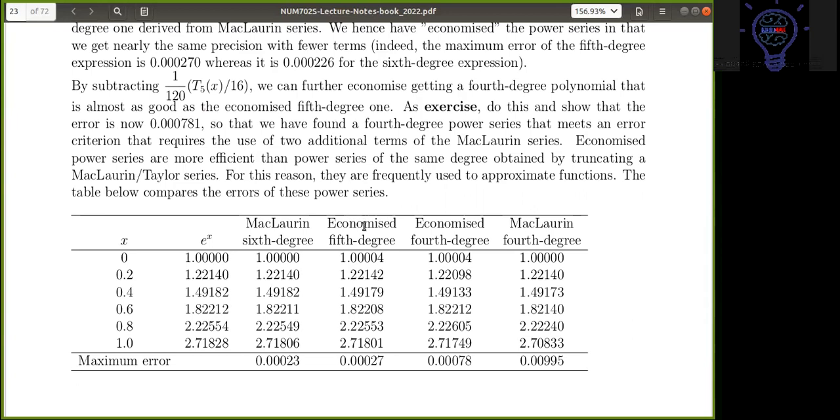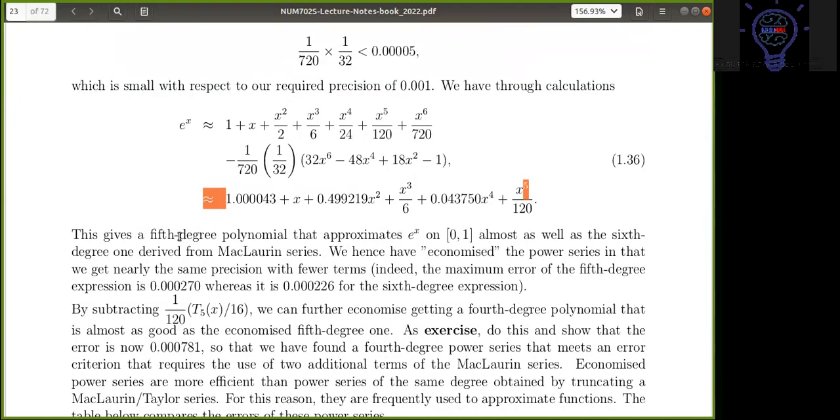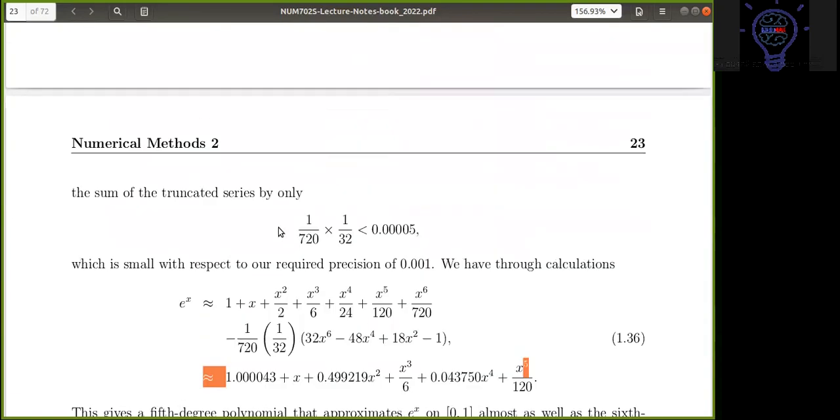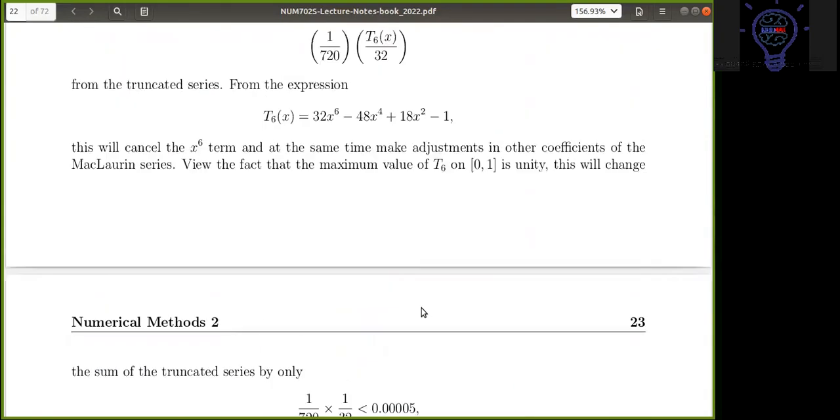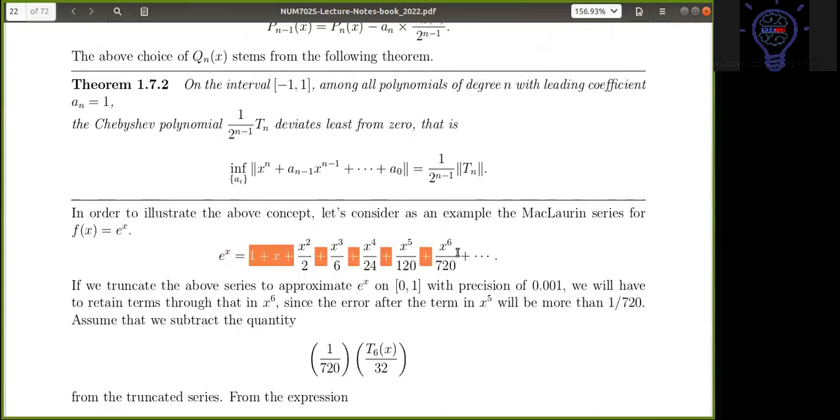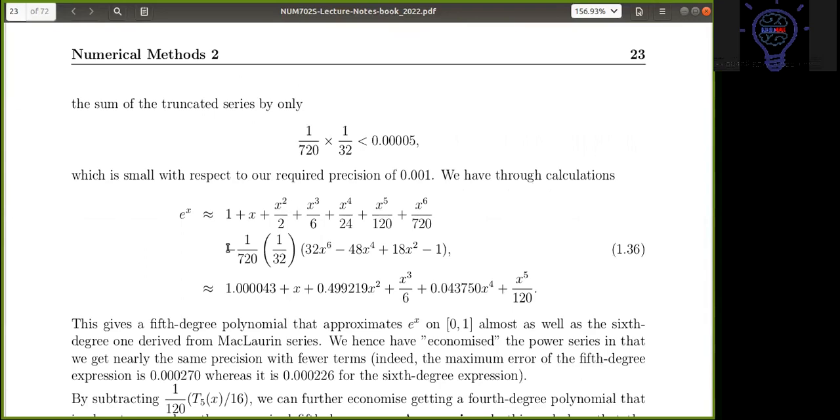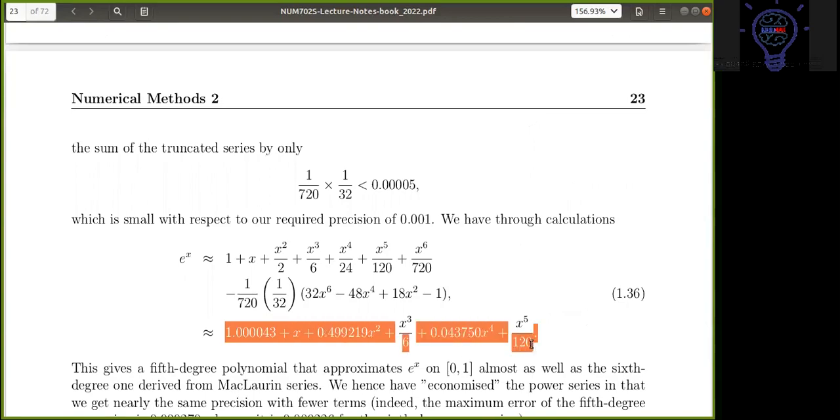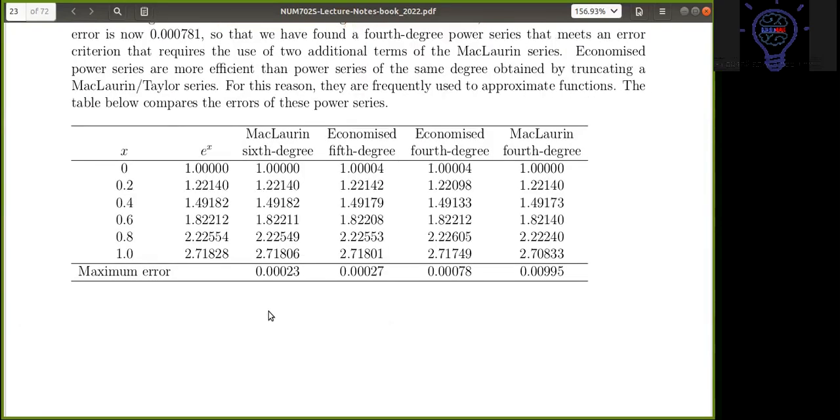So if we compute the maximum error, this one, the maximum error will be 0.00025. I mentioned here the fifth degree, but in our computation, I used the sixth degree, which is this initial power series truncated after the seventh term. So if you compute the initial truncated polynomial, the maximum error for that expression will be 0.000253.